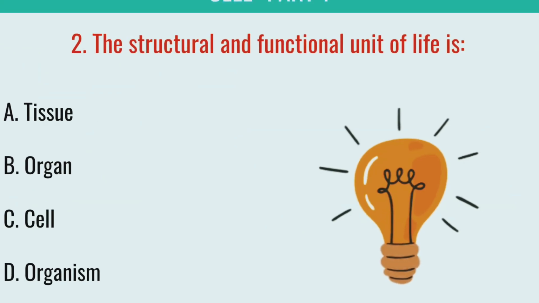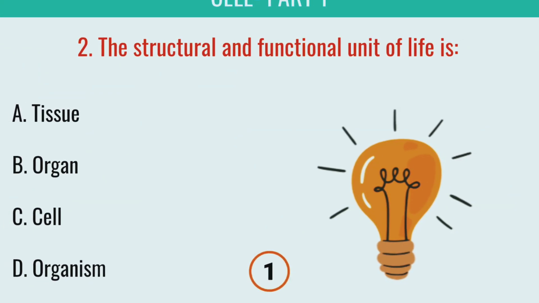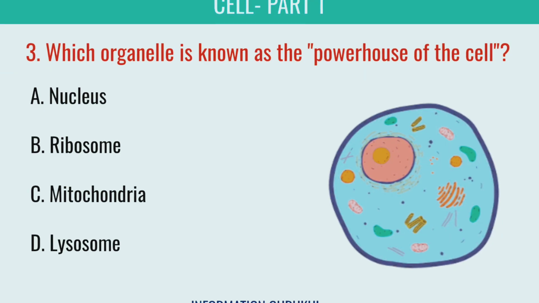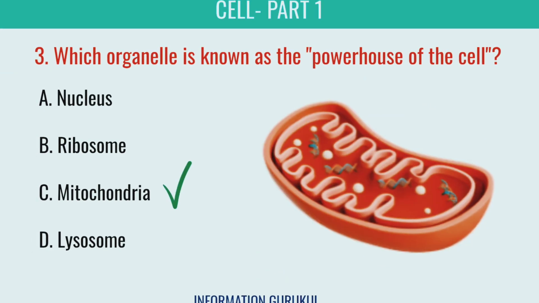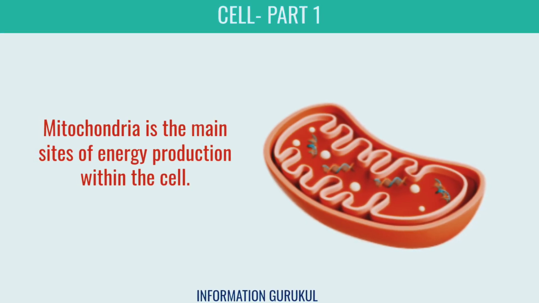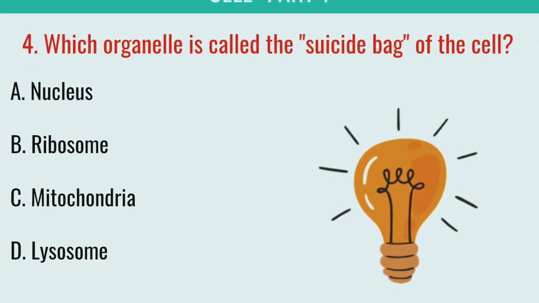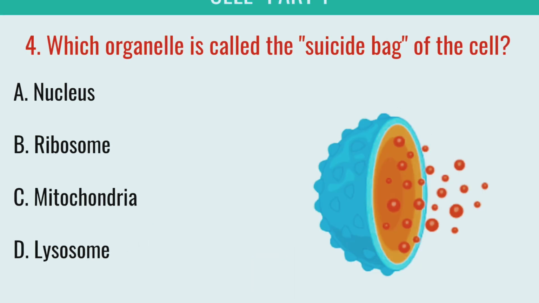Structural and functional unit of life is cell. Which organelle is known as the powerhouse of the cell? Mitochondria. Mitochondria is the main site of energy production within the cell. Which organelle is called the suicide bag of the cell? Lysosome.